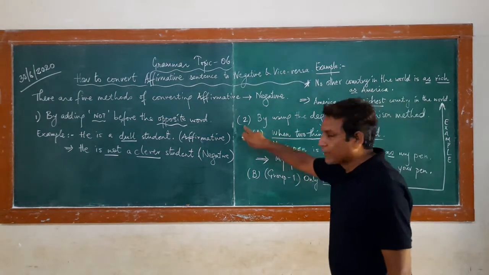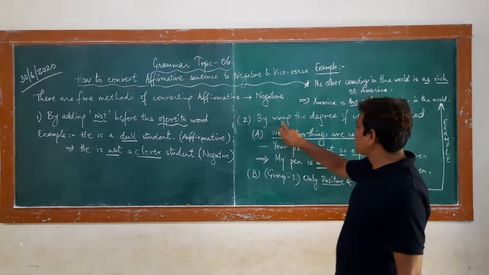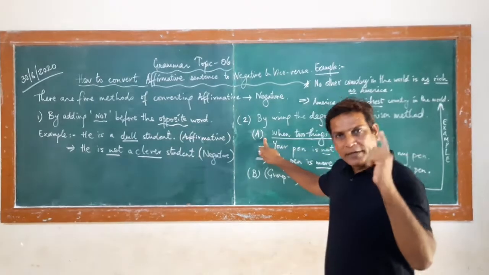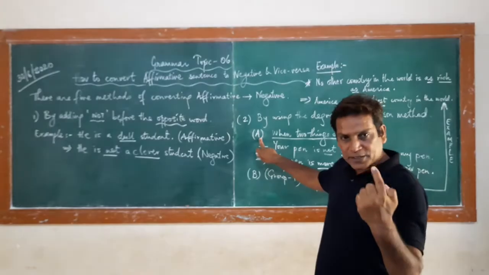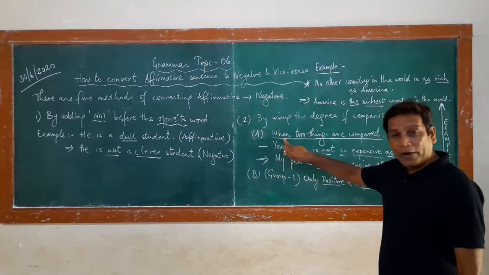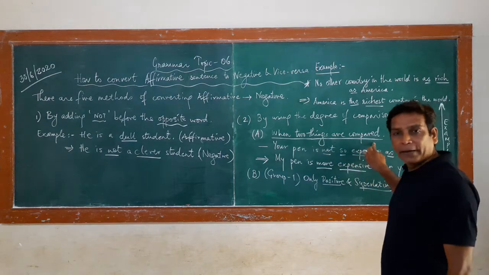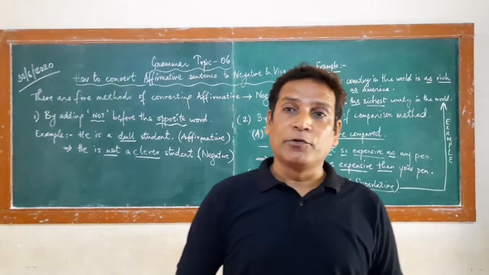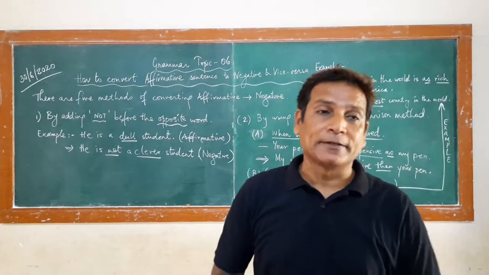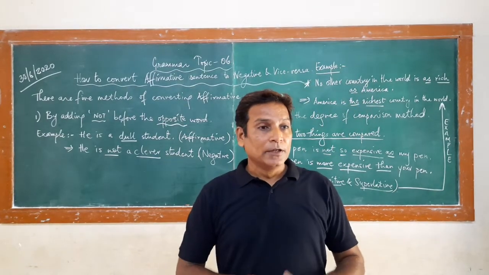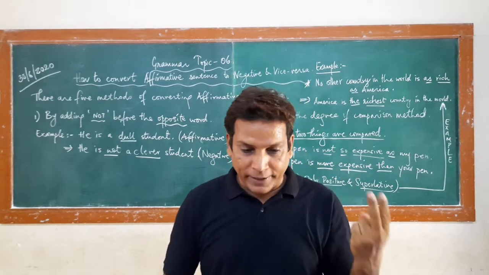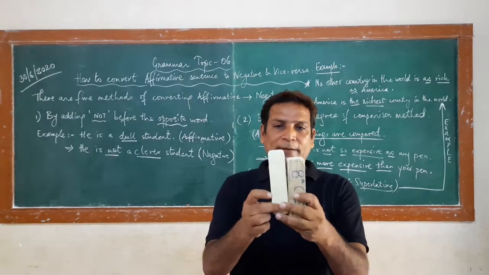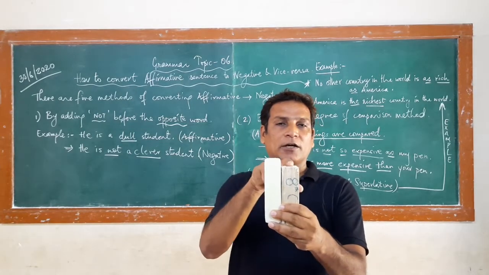Here I have given method number 2, using the degree of comparison method. The first one we will deal with is A, when two things are compared with each other. You learned that previously when you were doing the degrees of comparison chapter in grammar. So when two things are compared, for example these two dusters, the one is taller, the one is shorter.